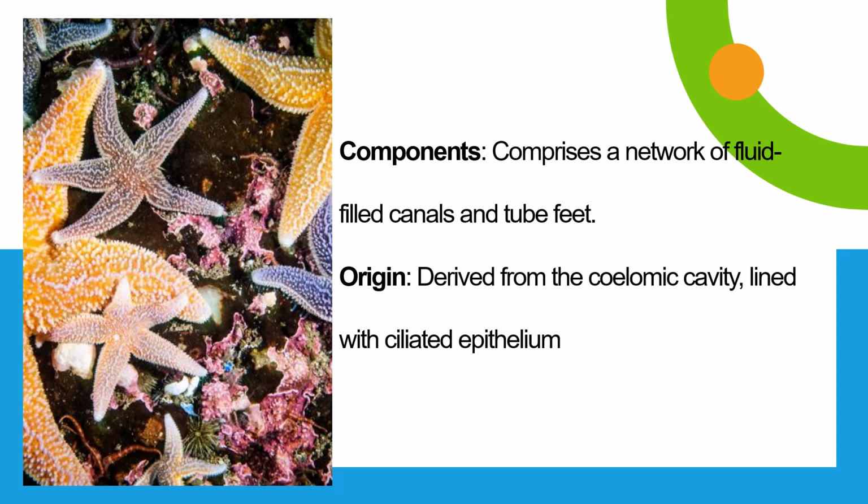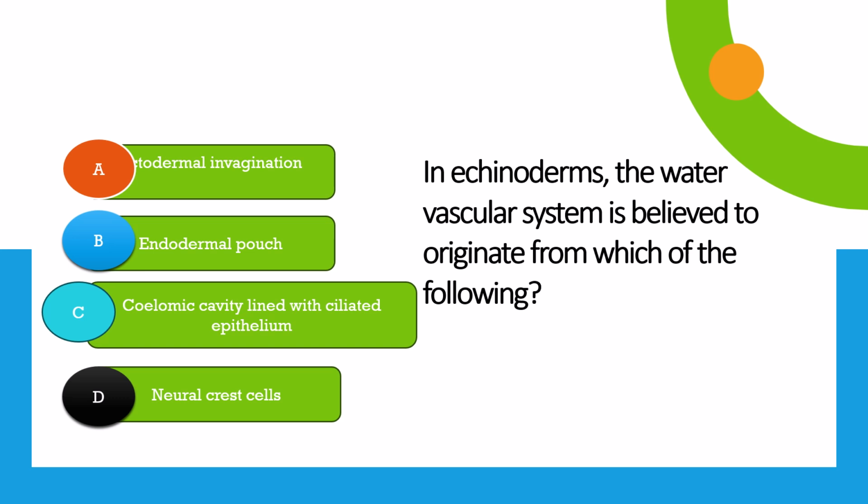In competitive examinations, you will get this type of question. In echinoderms, the water vascular system is believed to originate from which of the following? Option A is ectodermal invagination. Option B is endodermal pouch. Option C is coelomic cavity lined with ciliated epithelium. Option D is neural crest cells. Type your answers in the comment box.